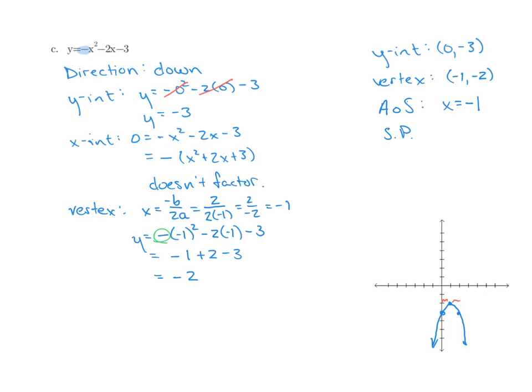Now that we have our symmetric point, we can go ahead and graph. The coordinates for the symmetric point are 2, -3. We want our axis of symmetry. And then we want to go ahead and label. So we have 0, -3. We have -1, -2. And we have 2, -3. All right, so that takes care of graphing using key points.